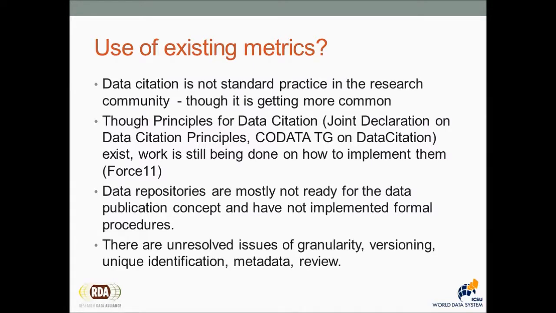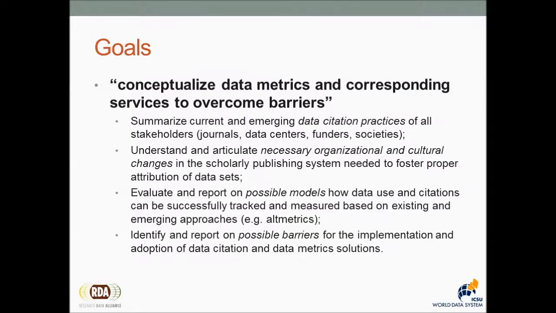So the goals of the working group are to conceptualize data metrics and corresponding services to overcome the barriers. So we want to find out what's going on by talking to people and raising the whole concept of bibliometrics for data. And we want to evaluate and report on the possible models, how we can actually get bibliometrics for data in common usage. And we want to look at the possible barriers for the implementation and adoption of data citation as well.